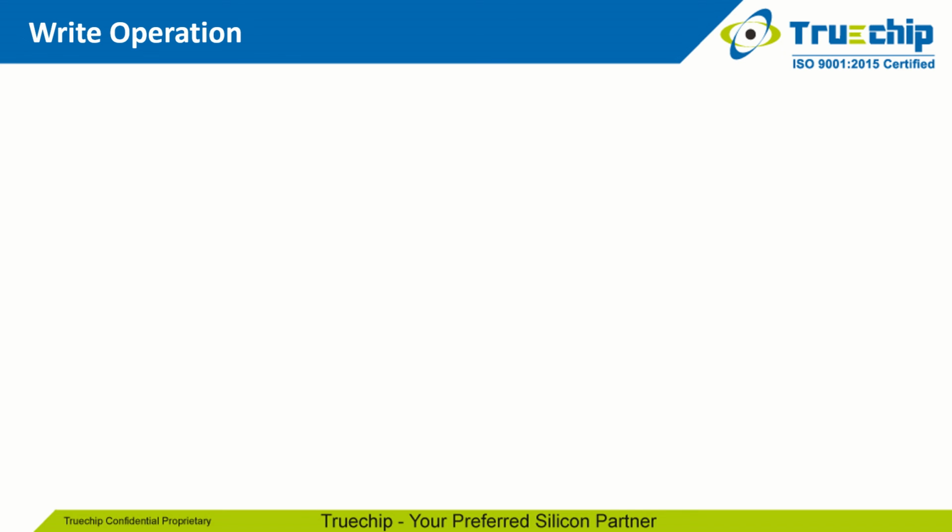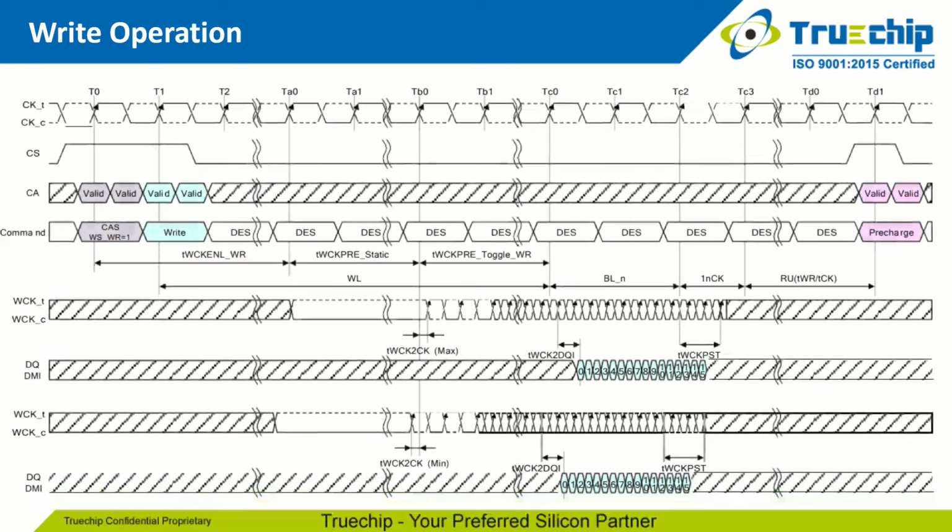Now comes the write operation of LPDDR5. As in the case of LPDDR5, there is an enhancement in data transactions from previous generations of LPDDR, as data will be driven on the basis of the write clock, not on the basis of the data strobe, that is the DQS signal from LPDDR4. So before moving ahead to the write operation, there is a need for an activate command to activate a particular bank in order to access it.